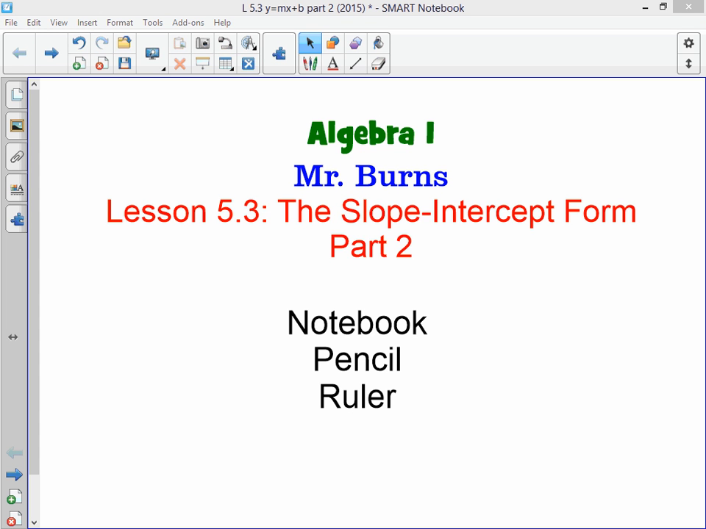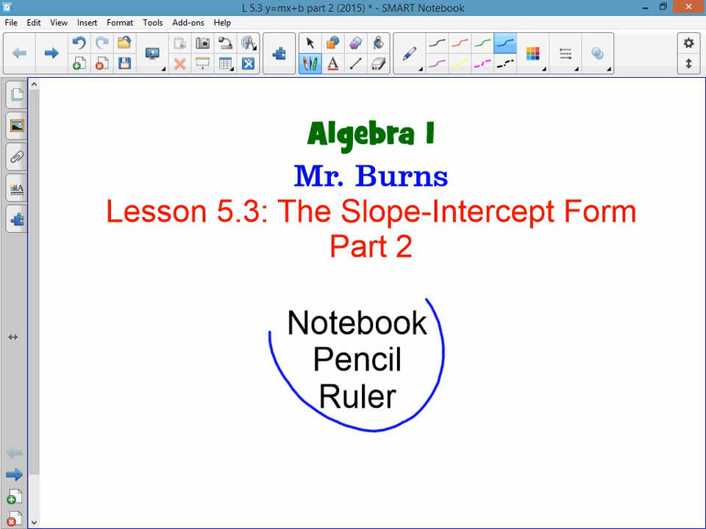All right, this is lesson 5.3 again, the slope-intercept form. This is part 2. You're going to take some notes just like you did before using your notebook, pencil, and a ruler, and you can just continue on the same section of notes. You don't have to start a new section or a new set of Cornell notes.